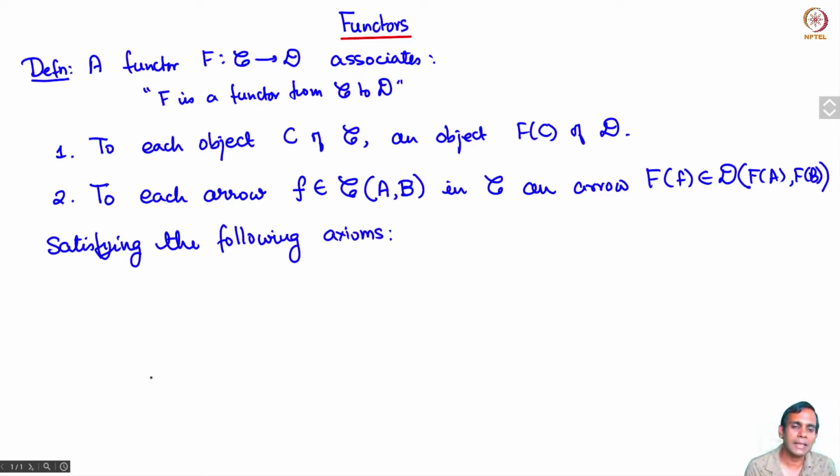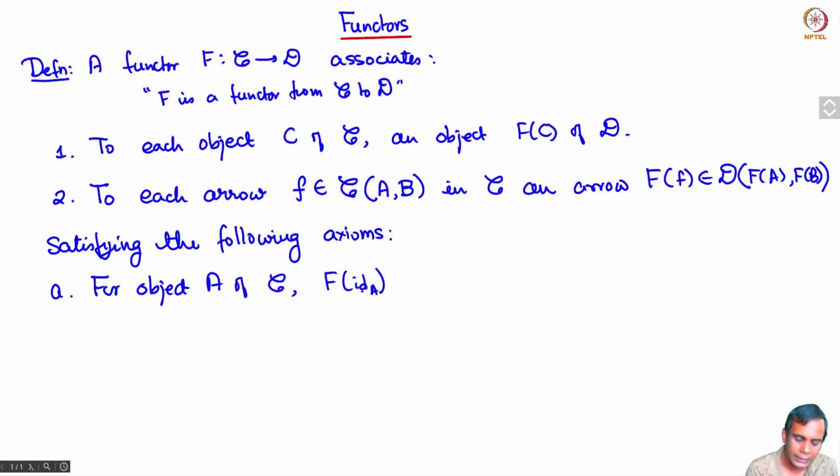Basically, these axioms say that they must preserve the categories' structures. So the first is that for every object A of C, F of identity of A. So remember, each object has an arrow from itself to itself, which is called the identity arrow, and this should be the identity arrow of F(A). So this is called the identity axiom.